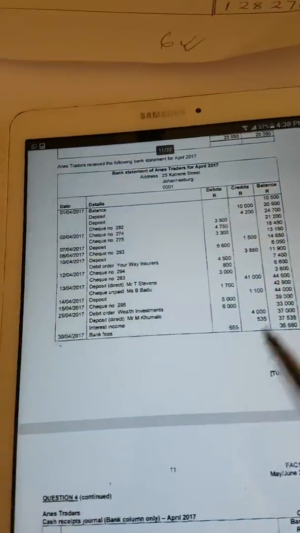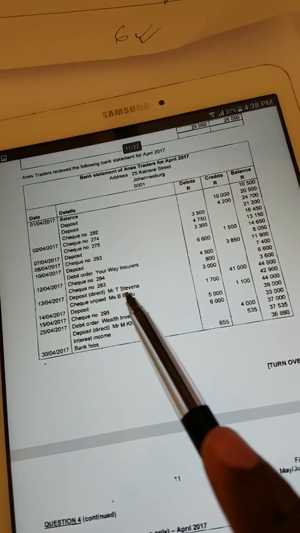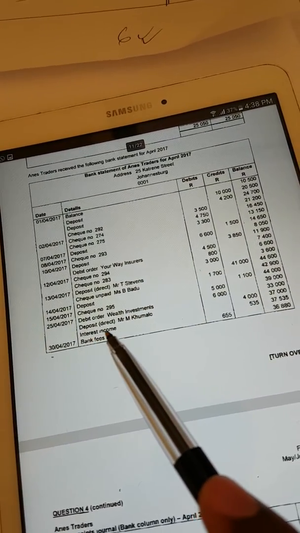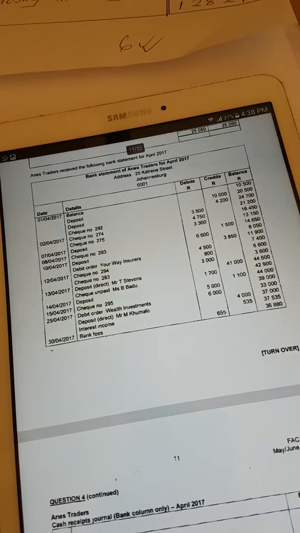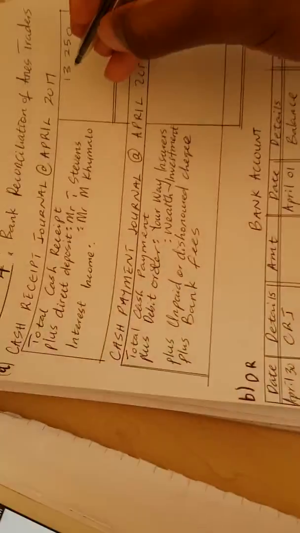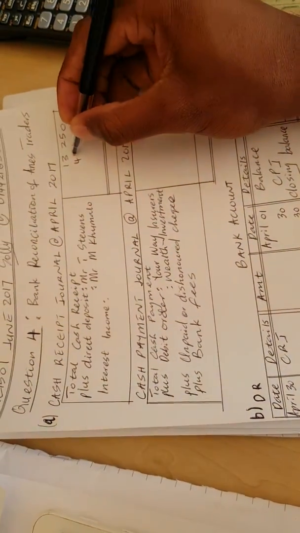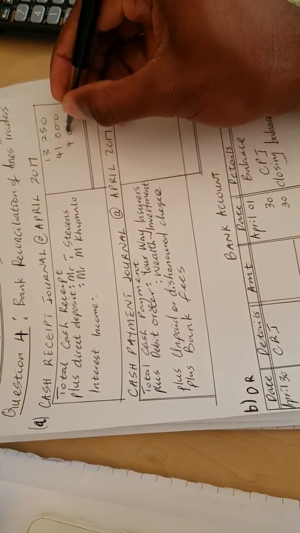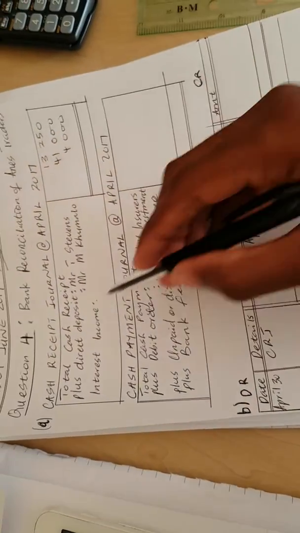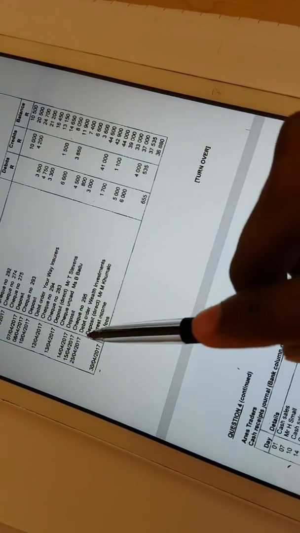Okay, so if you can see here, we have two direct deposits, from Mr. T Stevens and Mr. M Kumalo, of 4,000 and 41,000. So now for Mr. T Stevens, the direct deposit is 41,000. For M Kumalo it is 4,000. And then we also have interest income. Interest income is right here, 535.